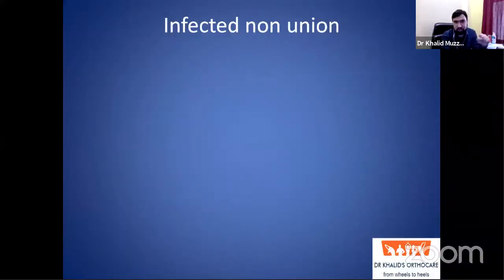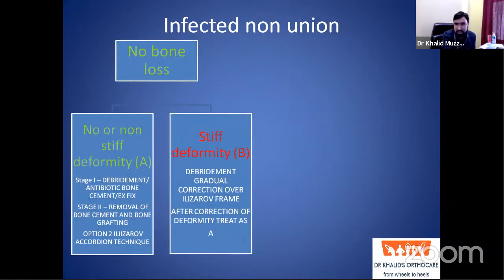So for infected non-unions, what I have done is I have divided the non-unions into two types, with bone loss or without bone loss. In no bone loss, we have a non-stiff deformity and a stiff deformity. For no deformity or a non-stiff deformity with no bone loss, I usually do a debridement, put antibiotic bone cement for some time and put an X-fix, either a normal X-fix or an LRS. Then at the second stage, I will remove the bone cement and do bone grafting. Or if there is absolutely no bone defect, then I can usually do an Ilizarov technique, accordion technique.